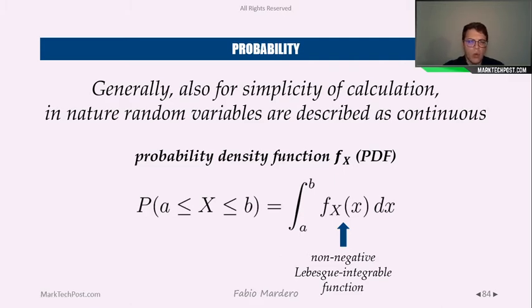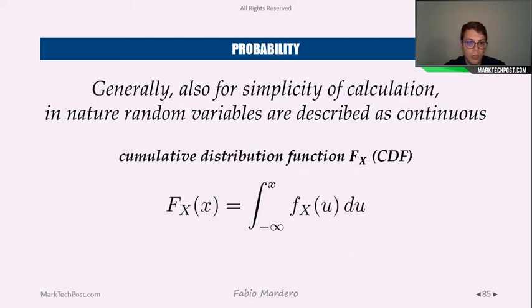Generally, also for simplicity of calculation, in nature random variables are usually described as continuous. Only if the phenomenon is evidently discrete will we use discrete random variables. So we have seen so far the probability density function, the PDF. And we've seen that this probability density function, since this is a Lebesgue integral, must be a non-negative Lebesgue integrable function.